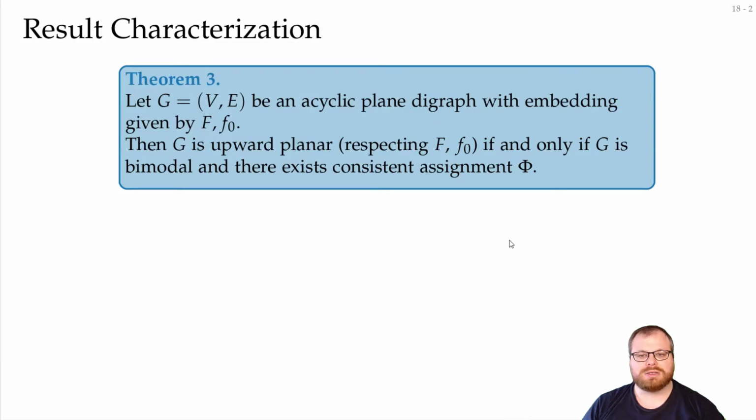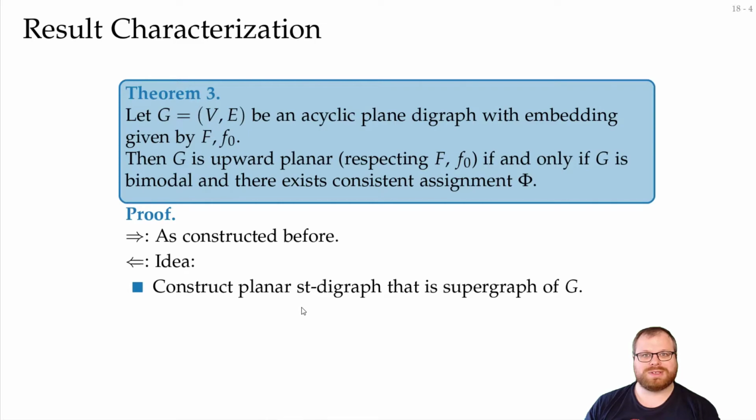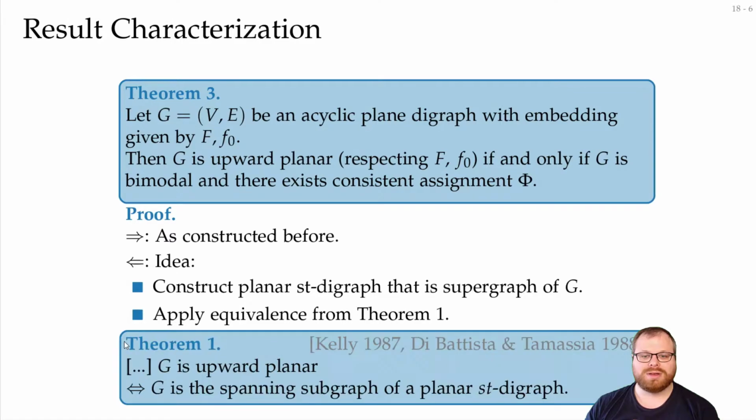To prove that it's correct to go from here to here, we can do everything as we just constructed. But the interesting part is, if it is bimodal and we have a consistent assignment, how can we prove that it's actually upward planar? And for that, we first want to construct a planar ST digraph that's a supergraph of G, and then apply the equivalence from theorem 1. So, reminder, it among others said that a graph is upward planar if and only if it's the spanning subgraph of a planar ST digraph.